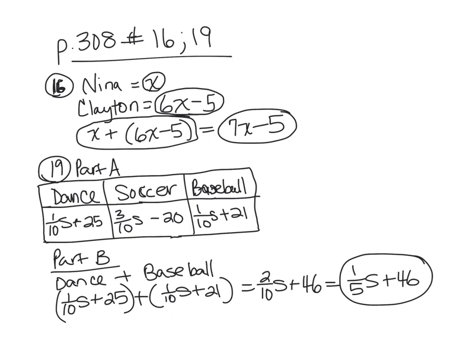Then when you look at part B, it just wants a simplified expression to represent the students whose favorite activity is either dance or baseball. So we're going to put dance and baseball together because I want the students who would have picked either of those two. So I have 1/10 S plus 25 for dance plus 1/10 S plus 21 for baseball. And when I put those two together, I get 2/10 S plus 46, and don't forget you need to simplify that fraction, and it is 1/5 S plus 46.